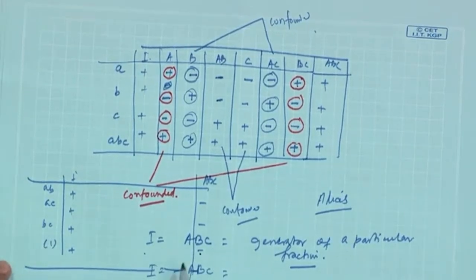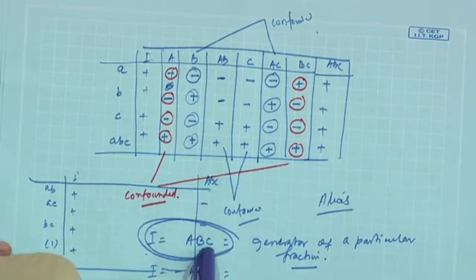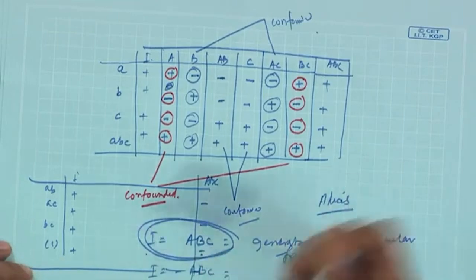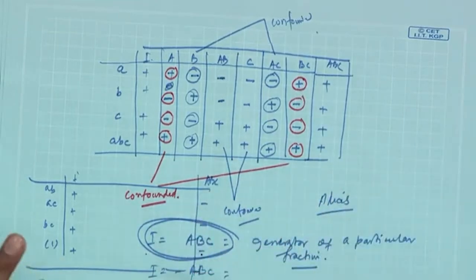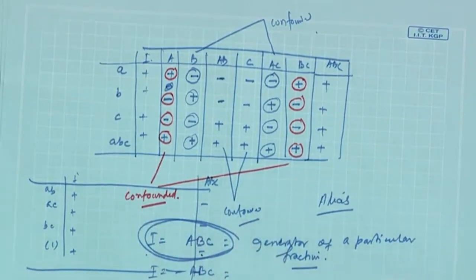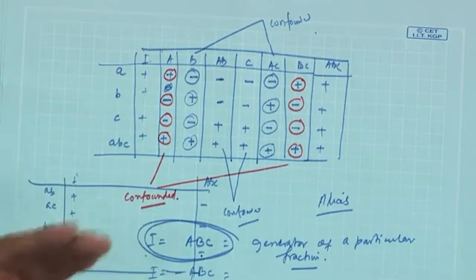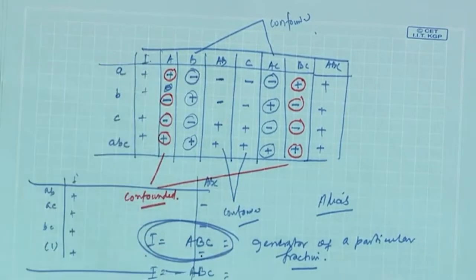So, this is a very important concept called generator. This generator helps you in doing the fractionalization. And when you do such fractional design, you will see that you are not in a position to uniquely estimate all the effects. Some of the effects are confounded with some other effects.